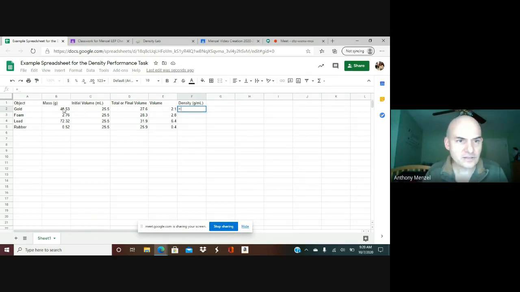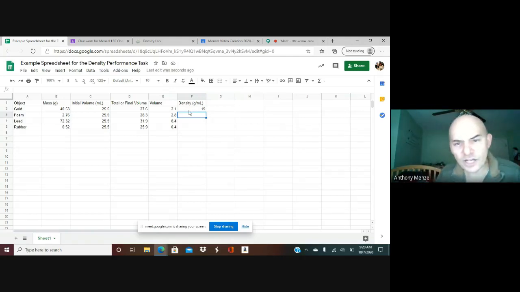So I'm going to go ahead and divide grams. Grams is the mass. So cell B2, and it's B2 because it's column B, row 2, divided by cell E2. So this is column E, row 2, E2. Notice that I'm using this volume because that's the actual volume of the object. The actual volume of the object is the volume that we calculated. So now I get my density for gold. So that would just be this mass divided by this volume.